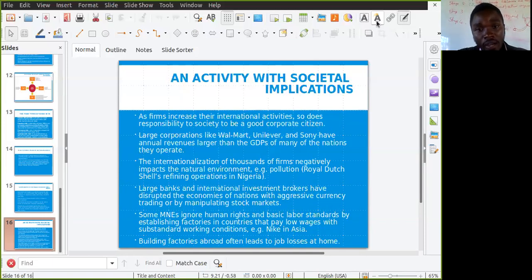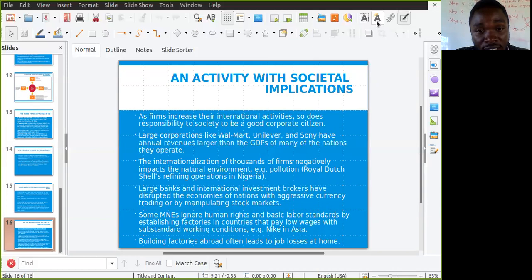Second point, large corporations like Walmart, Unilever, and Sony have annual revenues larger than the GDPs of the nations they operate in. This is a positive impact because multinational companies on their own, not relying on the governments of given nations, are able to provide jobs for local people, both local people and foreign citizens.